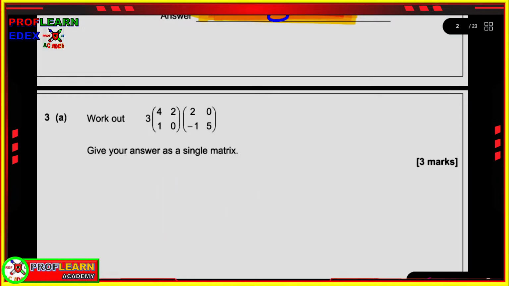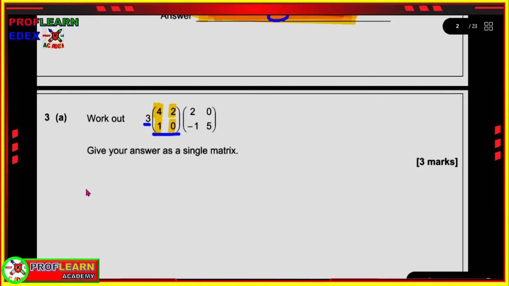So an area that you have to master is the ability to work out questions with matrices, multiplication of matrices. And the first part we have is a scalar multiplier. So the number that is outside here is going to be multiplied to all the numbers that are inside this matrix.